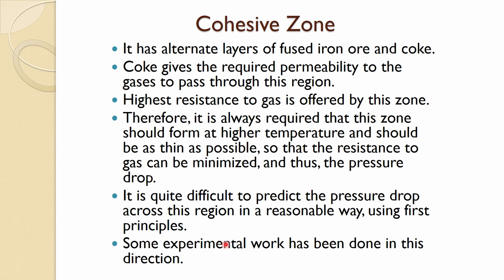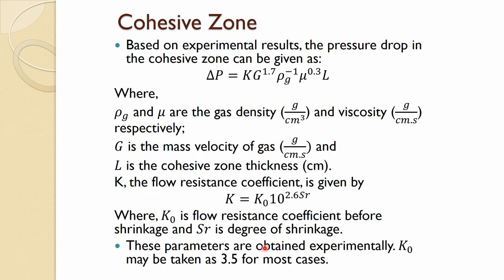between, let us say, 1000 to 1300 or 1400, and sometimes under pressure, because there is a burden at the top, which is putting a pressure on the cohesive zone. So, under those sorts of conditions experiments have been performed, and based on that some relation was proposed. So, based on experimental results, the pressure drop in the cohesive zone can be given by this formula.